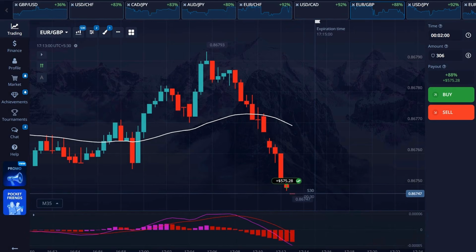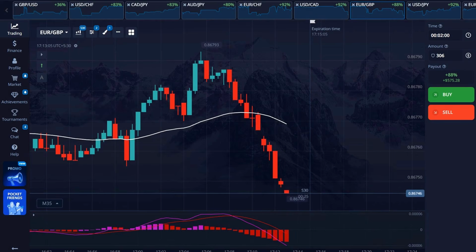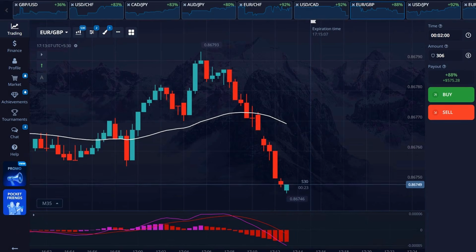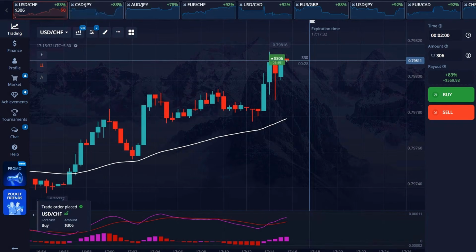And here's the result. The trade closed comfortably in profit. Another perfect example of how momentum and trend alignment can give clean, confident trades. Now let's move to the next chart and see how this setup performs in a fresh market condition.